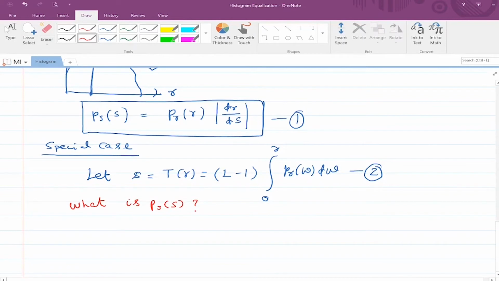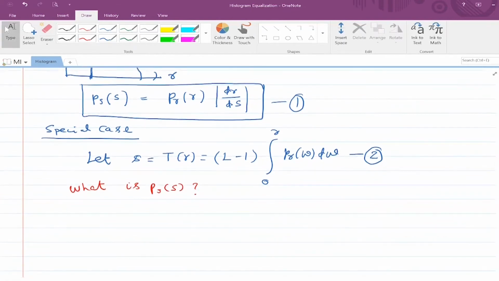This is what we are going to answer now. How do we get that? We know, for example, PR of r. So if we know dr by ds, you could get PS of s here. So how could you get that? Let's say there is a variable s we have defined.